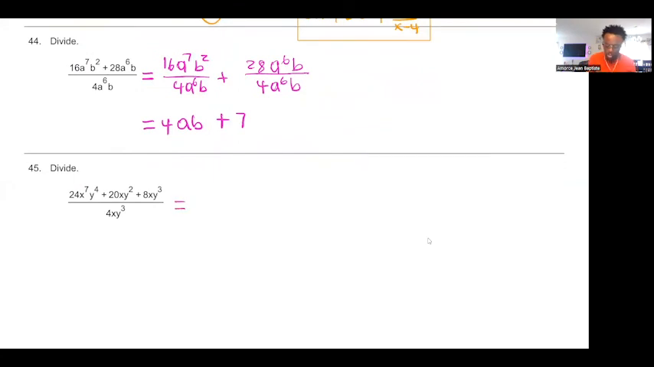Let's try this one. That one is a trinomial divided by a monomial. Still the same thing happens. You just separate this expression with separate denominators. So that's 24x to the 7th y to the 4th over 4xy to the 3rd, plus 20xy squared over 4xy to the 3rd, and last, plus 8xy to the 3rd over 4xy to the 3rd.